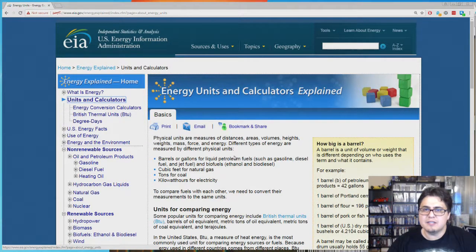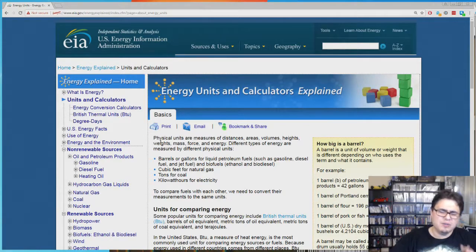And the way we do this is we have to compare different energy sources together to see which type can put out how much, or how much energy can we release from that stored up gasoline or solar or the wind or so, right? And the way we do this is we have to look at units, right? So energy units have been around for a long time. It's just we have to quantify them with whatever source we're using, right? So here it says we got physical units measured as distance, areas, volumes, heights, weight, mass, force, energy, right? We all learned that from physics, right?